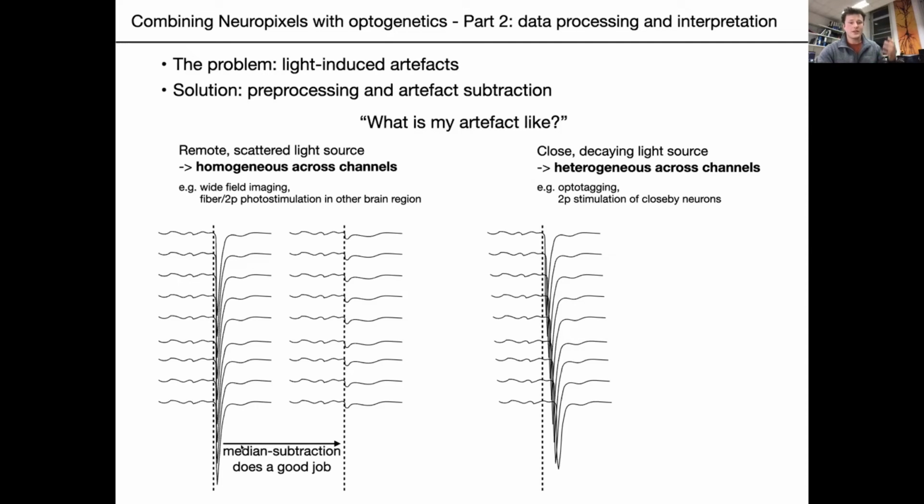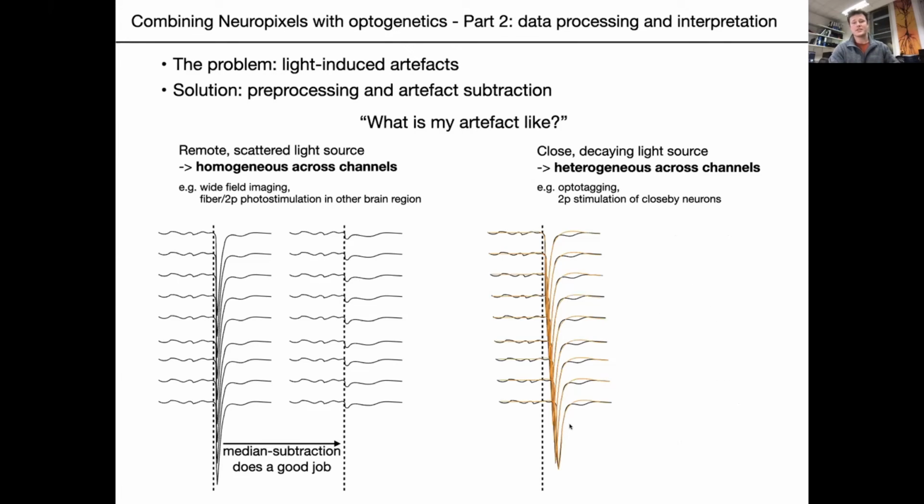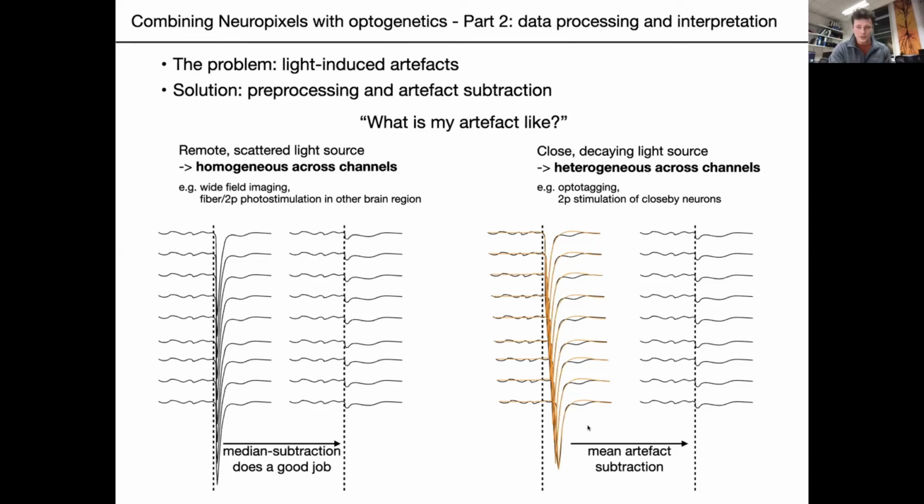In the first case, median subtraction does a good job, because again, the artifact is the same across channels, you can just subtract it off. But in the second case, it completely fails, and you need to do something else. You can harness another property of the artifacts, which is the fact that they will be consistent across instances, across light presentations. And so here in orange, you can compute the mean artifact, which will also be different across channels, and you can subtract that off the data, which will work already better.